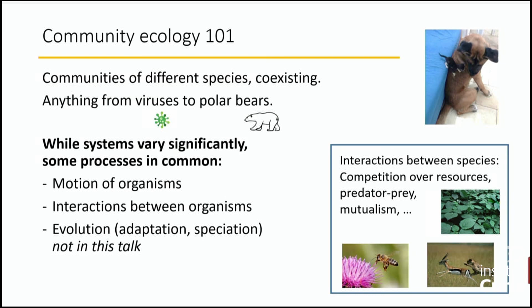On the right side, you can see interactions. Classical things are competition over resources, different plants competing over water and sun and nutrients, predator-prey interactions, mutualism, the bee and the flower helping each other. And there are many, many other exotic things that you actually see out there. I like these ants that cultivate gardens, for example, as just one weird thing that one sees.